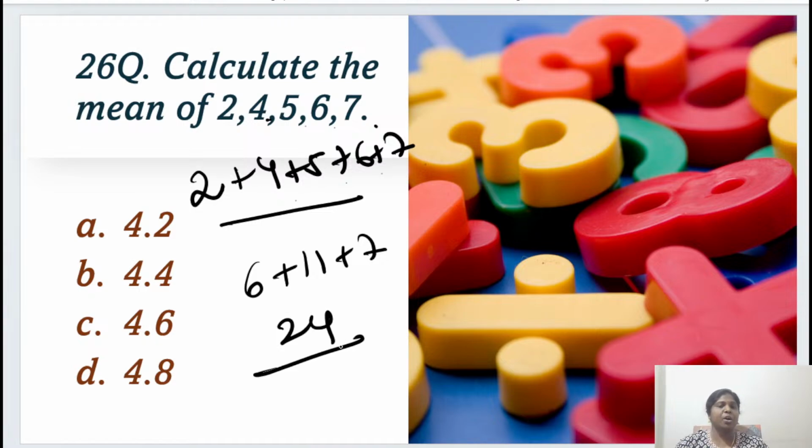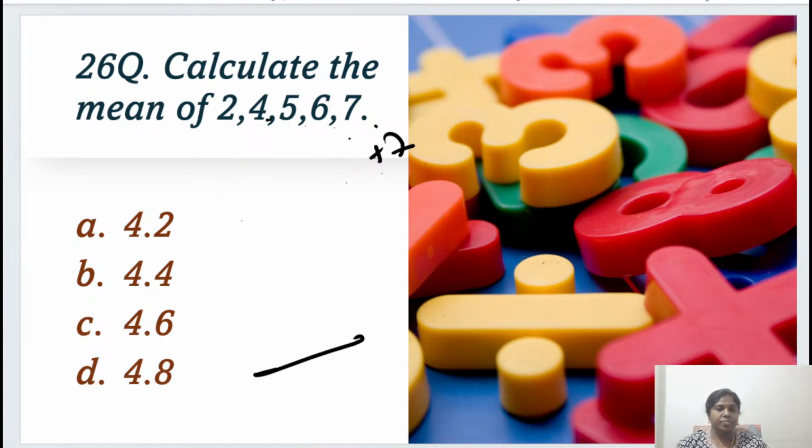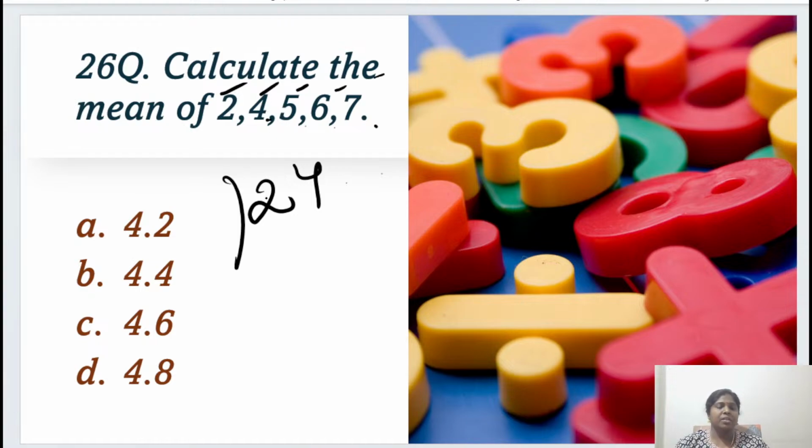So, almost 24 it comes. Right? So, how are you going to get the mean here? With the values, after adding all these numbers, what are we going to get? We are going to get the number 24. So, how many digits are there? 1, 2, 3, 4, 5. So, we are going to divide it by 5.